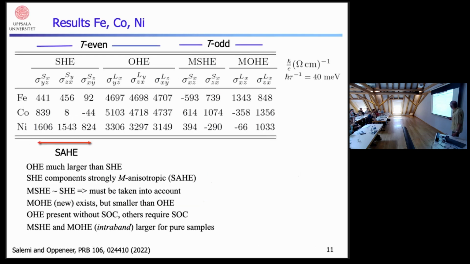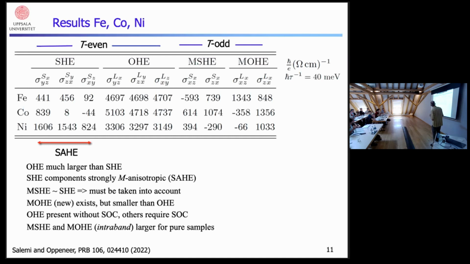So we went to calculate this here for iron, cobalt, and nickel. Now we have four effects here: spin Hall effect, orbital Hall effect, and then we have the two magnetic components here. We can look at the spin Hall effect here for iron, cobalt, and nickel, and then you see this anisotropy of the spin Hall effect. So that really exists there. We can look at the orbital Hall effect, and then you see, okay, the orbital Hall effect here is roughly 10 times larger.